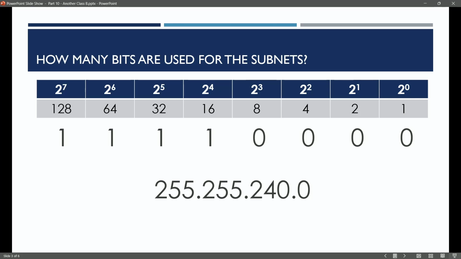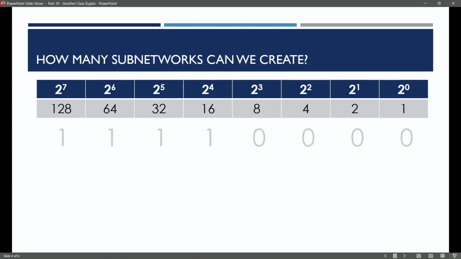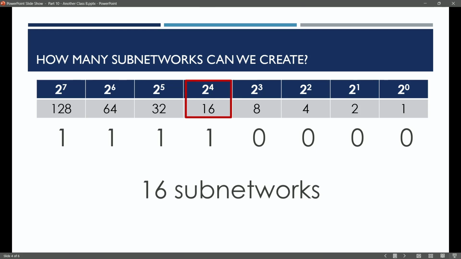Boy, isn't that easier to write in prefix notation with the /20? It sure is. All right, now that we've figured out that part of the question, we have the other part of the question, and that is how many subnetworks can we create? I already worked that out in my head. We are using 4 bits for the creation of these additional subnetworks. 2 raised to the 4 is 16, as we can see in our handy dandy conversion chart, so we can create 16 subnetworks.